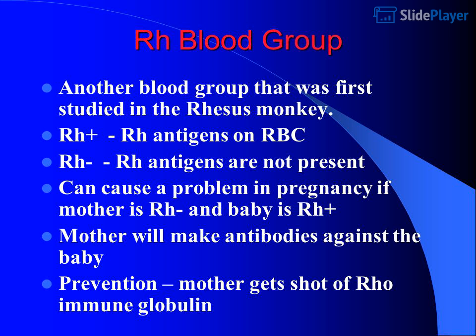RH blood group. Another blood group that was first studied in the rhesus monkey. RH plus, RH antigens on RBC. RH minus, RH antigens are not present. Can cause a problem in pregnancy if mother is RH minus and baby is RH plus. Mother will make antibodies against the baby. Prevention: mother gets a shot of RhoGAM, an immune globulin.